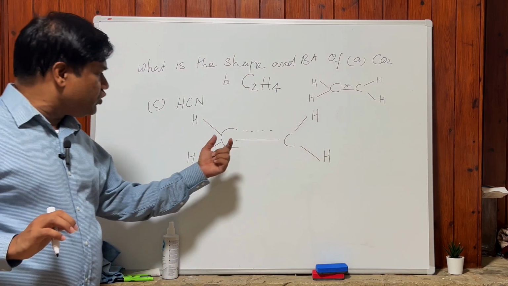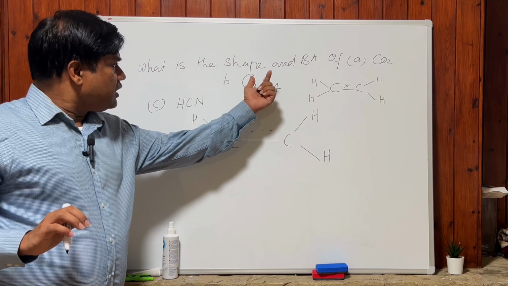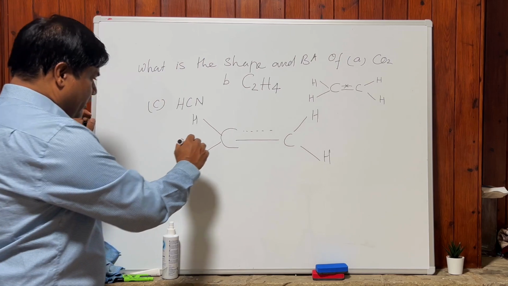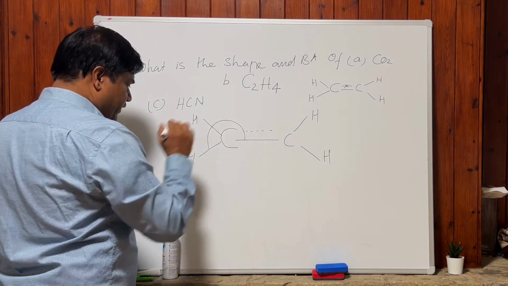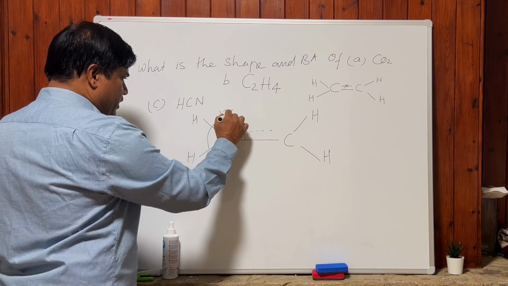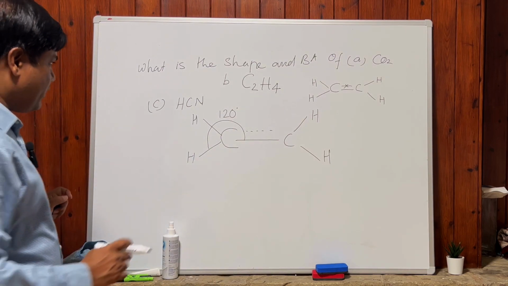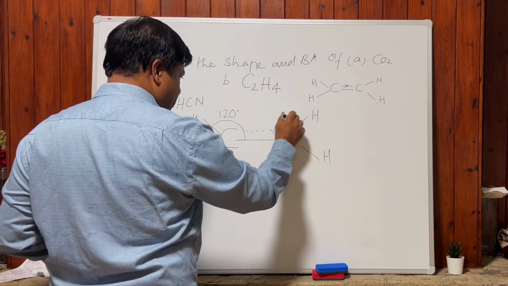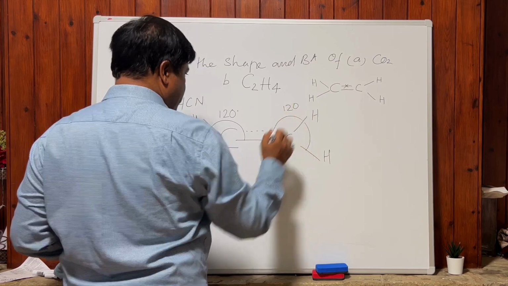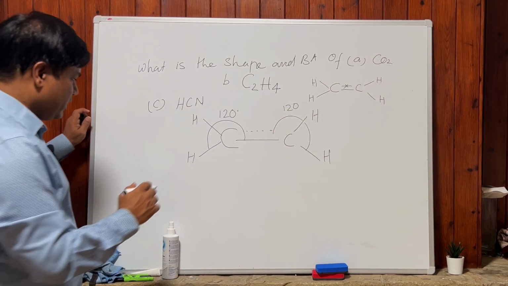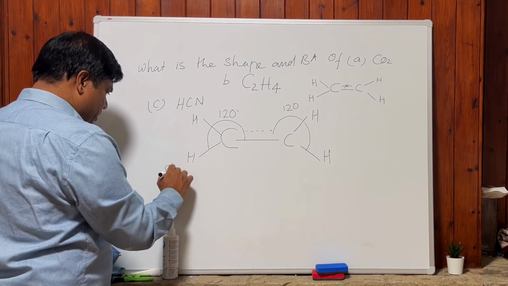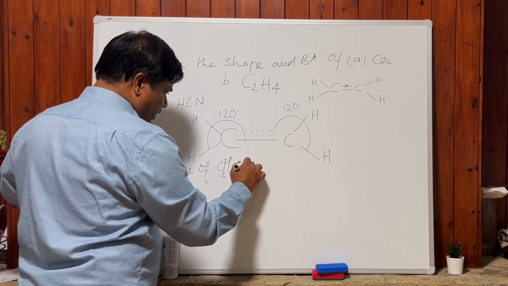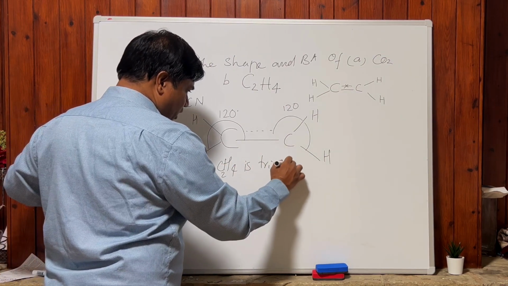So the shape of the molecule is trigonal planar and the bond angle is 120 degrees. Each carbon, we are talking about each carbon, 120. And what's the bond angle? 120. Shape of the molecule, shape of C2H4 is trigonal planar.